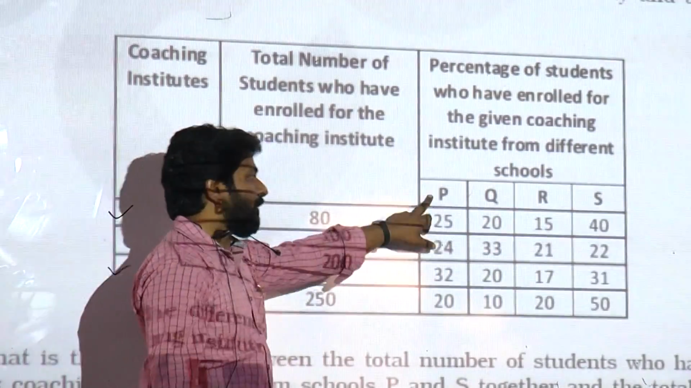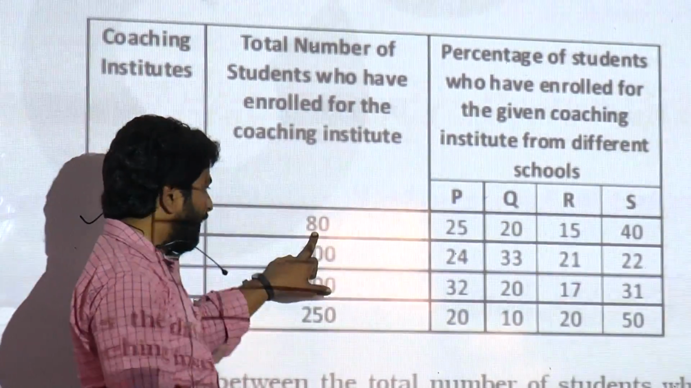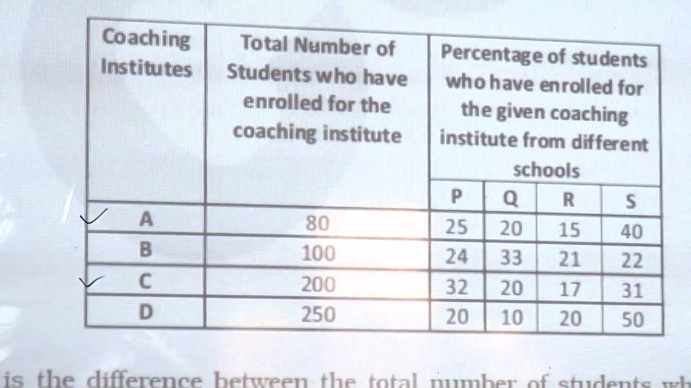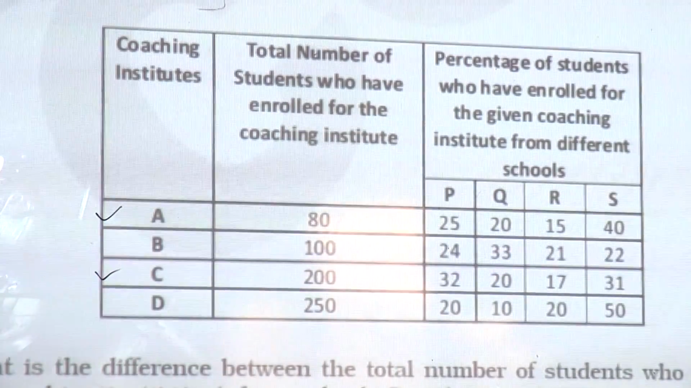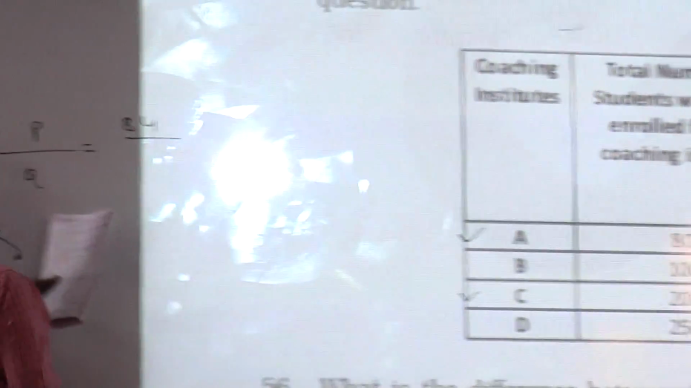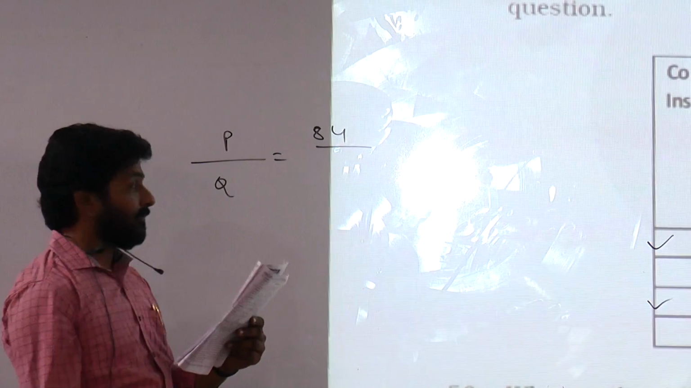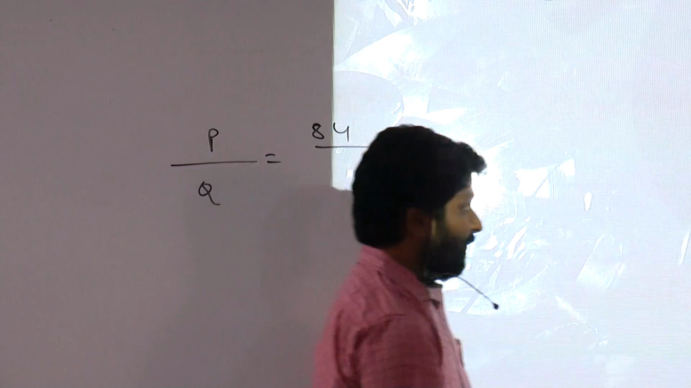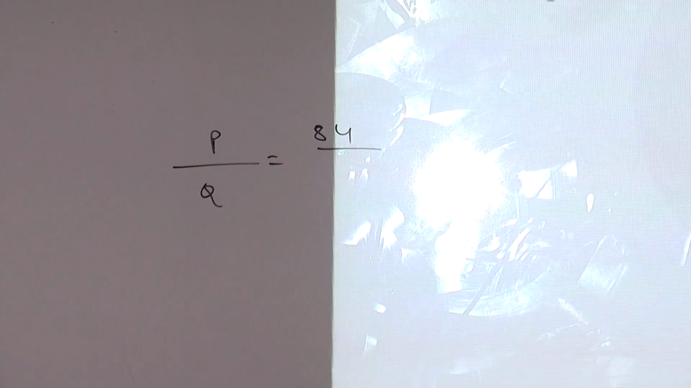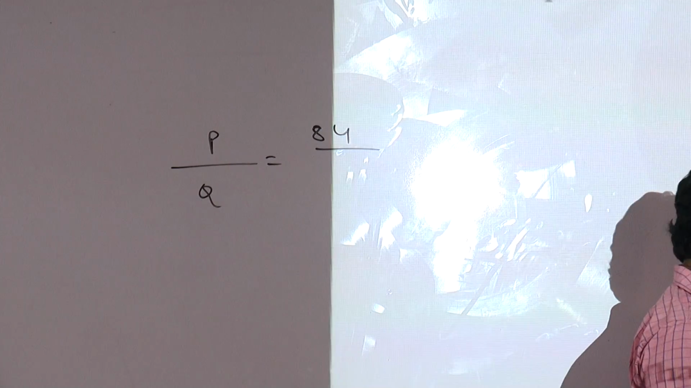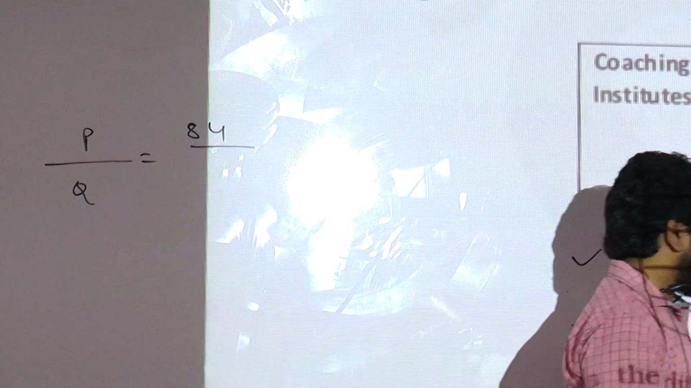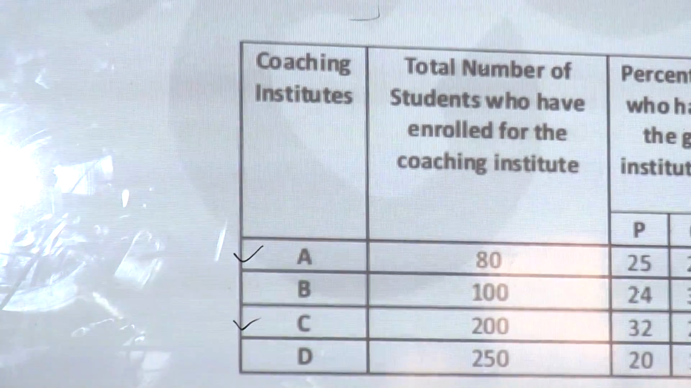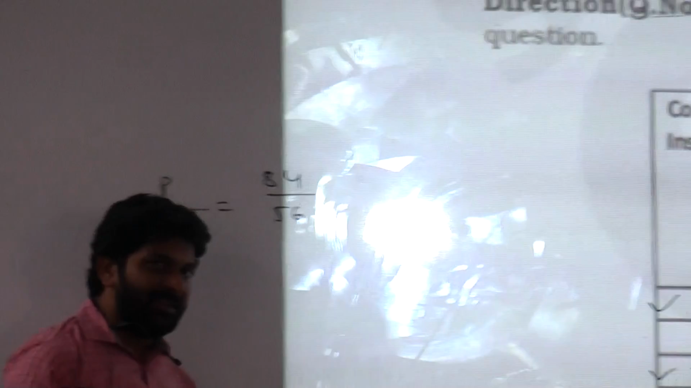Out of 80 from school P, what % have participated? 25%. 25% of this number, 20. And then 32% of 200, 64. 64 plus 20, 84. First option cannot be your answer. Second can be your answer. Third can be your answer. Fourth also. Okay, fine. And for Q, 20% have participated. 20% of 80, 16. 20% of this number, 40. 48, 16, 56. Cancellation with 7, I think.